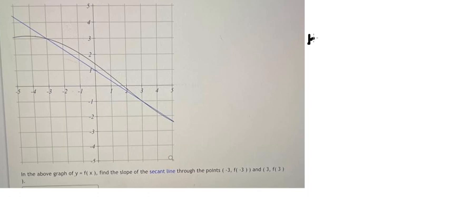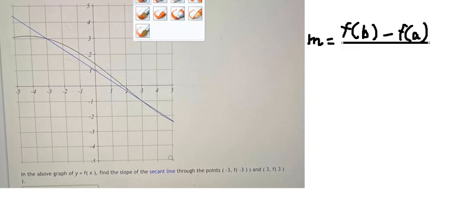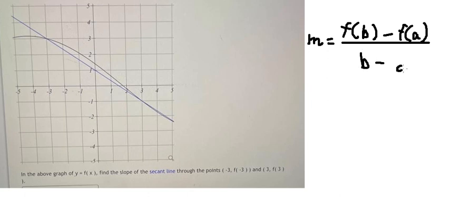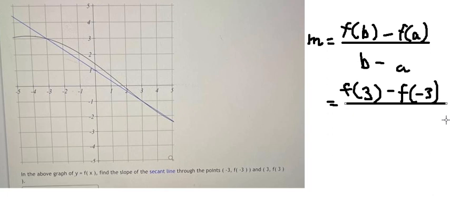The formula we have is m equals f(b) minus f(a) over b minus a. So I will select this one. So we have f(3) minus this one, f(-3), over 3 minus negative 3.